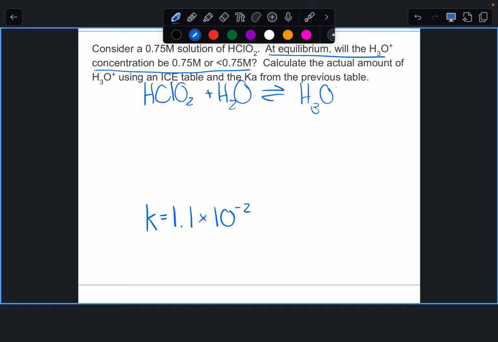So this is the point where if you're like, oh, we're going to keep doing those ICE tables, yes. If you did not feel confident enough after the last test, this is the point when you want to really dig in and make sure you're confident with those.